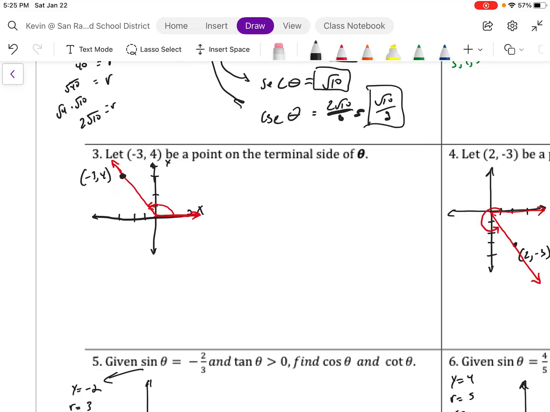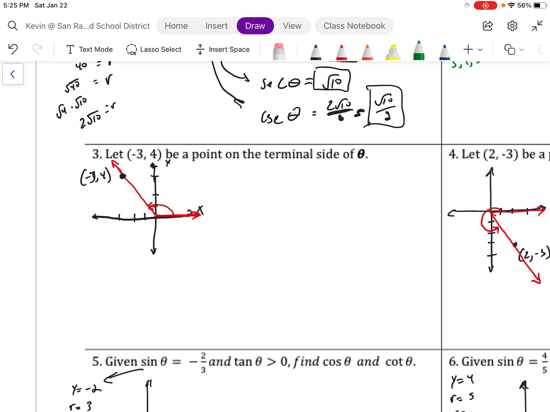Okay, we're on the notes for 4.4, trig functions of any angle, regardless of unit circle or not. For number 3 here, it says let (-3, 4) be a point on the terminal side of the angle. So we have the angle in red here. The terminal side is the side where it ends, and on that terminal side we have this point, (-3, 4).